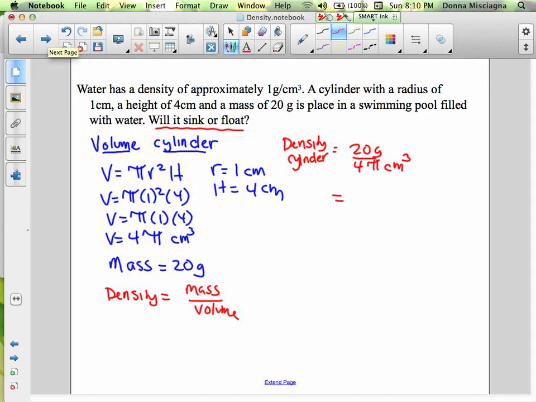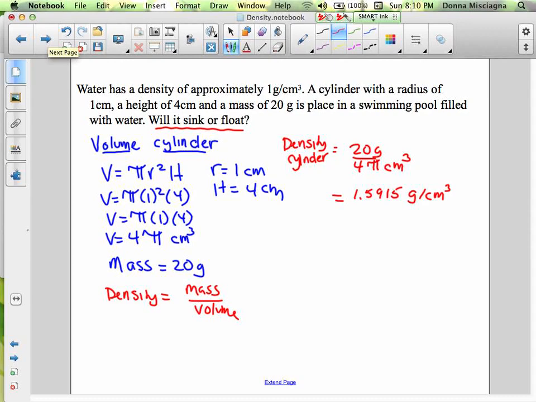So I'm going to take 20 and divide that by 4 pi. And if you're dividing by a number like 4 pi, make sure you put 4 pi in the parentheses. Otherwise, your calculator will divide by 4 and then multiply by pi, which is not what you intended to do. There we go. And I get 1.5915 grams per centimeter cubed. Not a single one of these is rounded up. The next digit is a number that is less than 5.